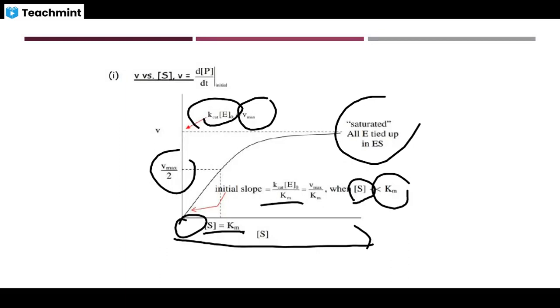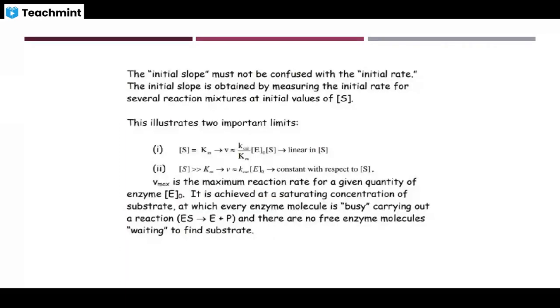You should know the plot, very interesting. The initial slope must not be confused with the initial rate. Don't confuse the initial slope with the initial rate, because the initial slope is obtained by measuring the initial rate for several reaction mixtures at different initial values of S concentration. So it does not come from one initial concentration of S.